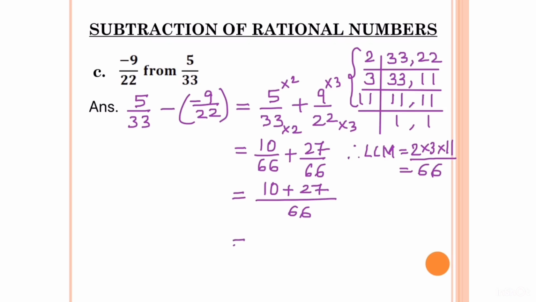This expression is equal to 10 plus 27, which is equal to 37 by 66. Since we don't have any common factors to cancel and 37 by 66 is in proper form, we stop here. Therefore, 37 by 66 is the answer.